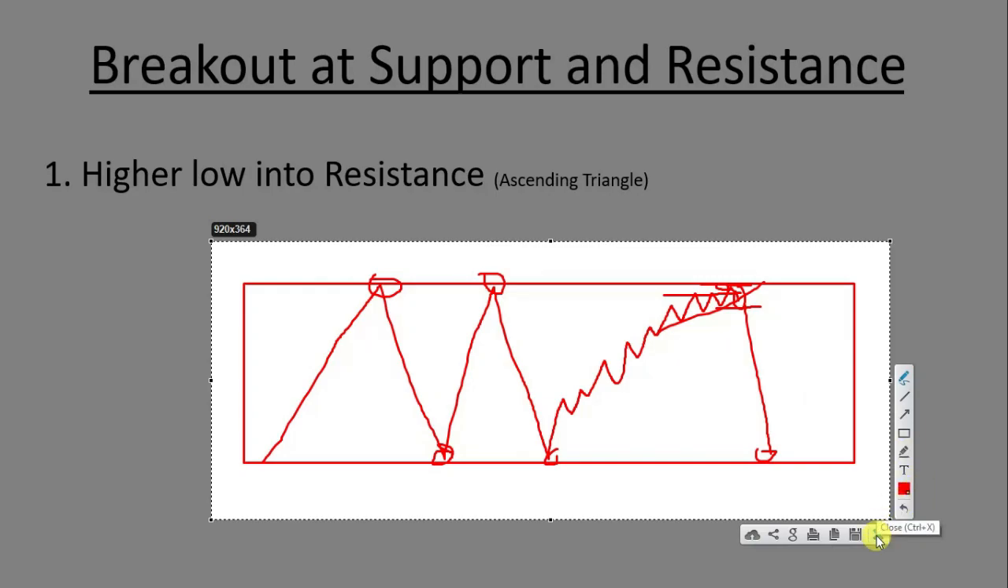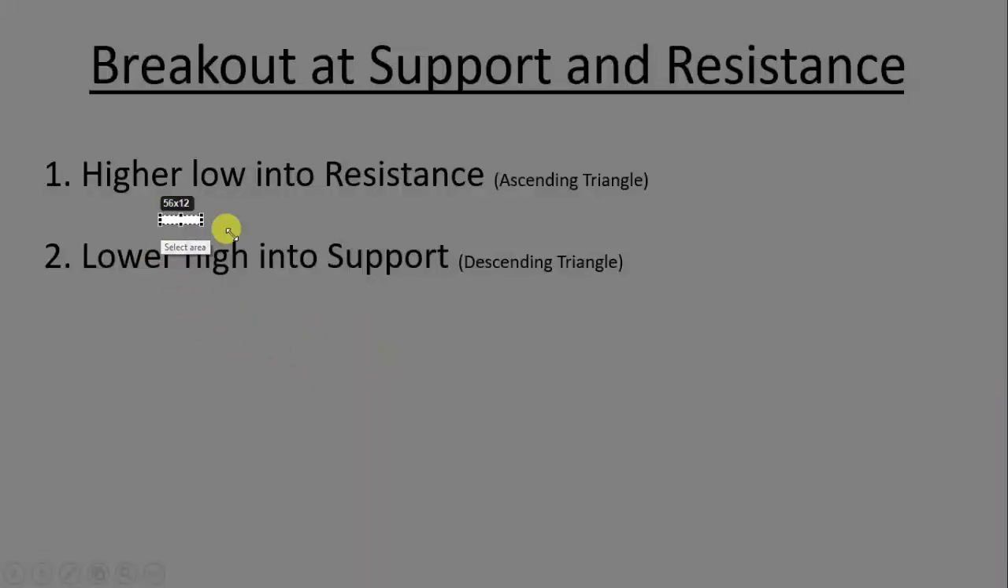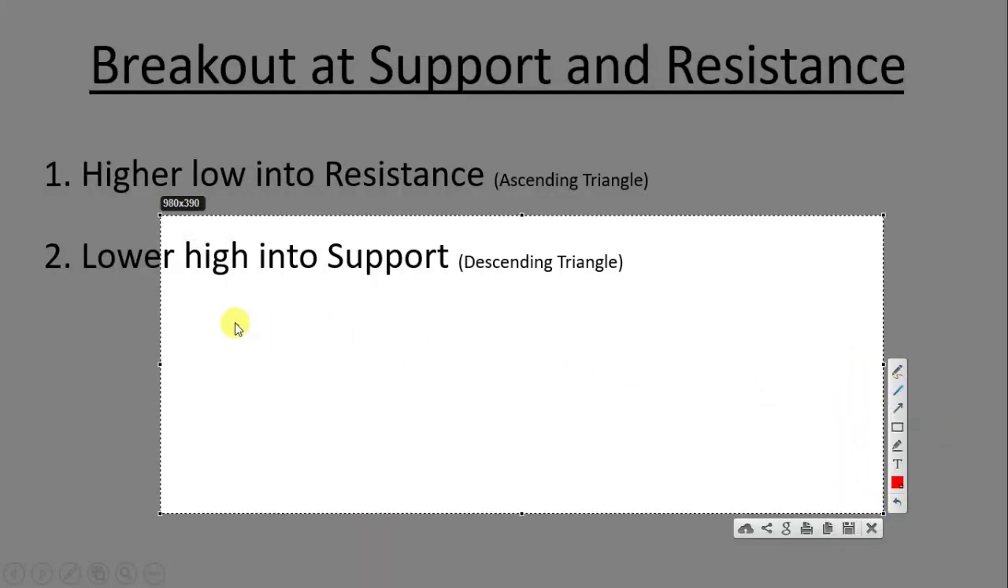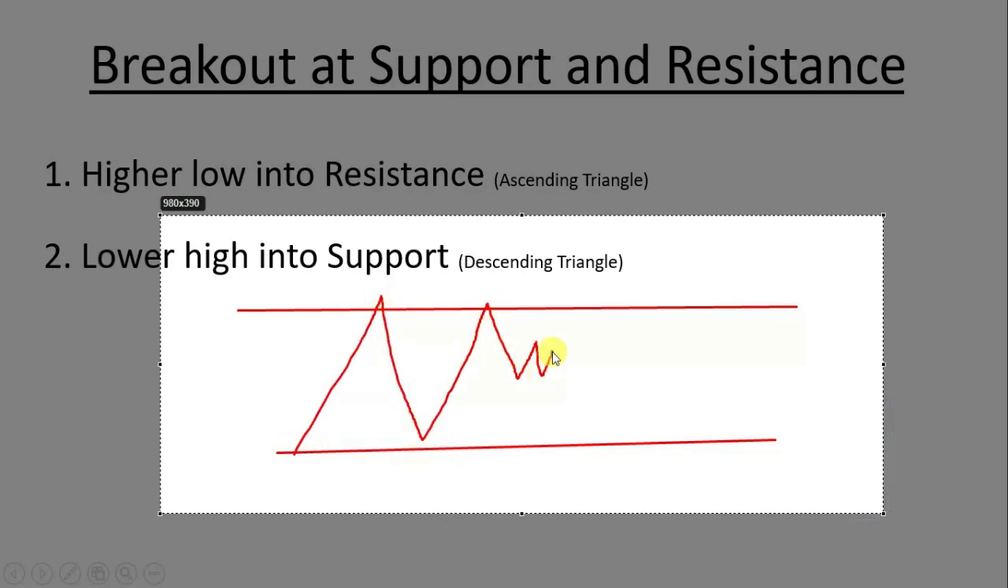Okay, so my second thing is lower high into support. It's something like the opposite, like this. This is a support, resistance. This is a support, and the market is moving in this range, but here you can see something like this. So it's always making lower highs, and here see there is almost closer, or it can be a lower low too.